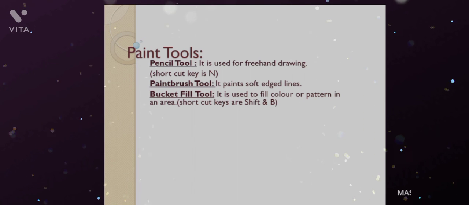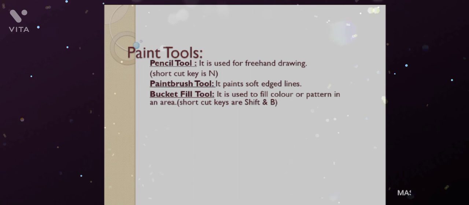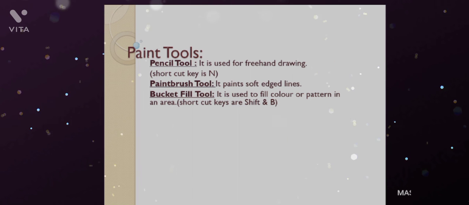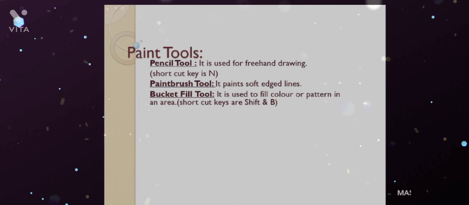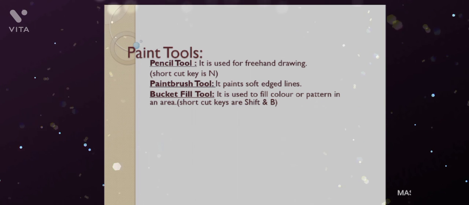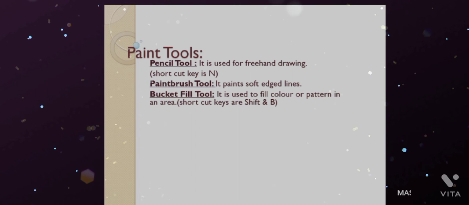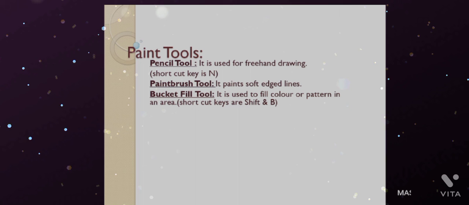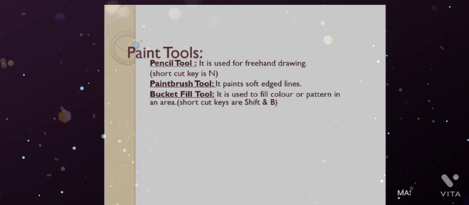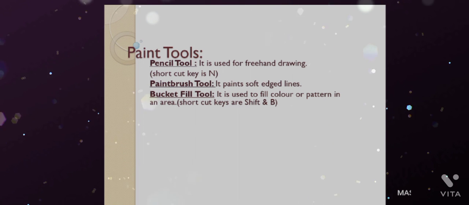Bucket fill tool. It is used to fill color or a pattern in an area. The shortcut keys for it are Shift and B together to directly select the bucket fill tool.